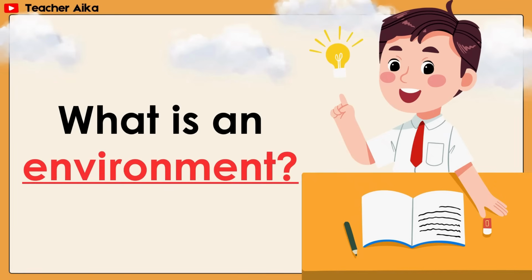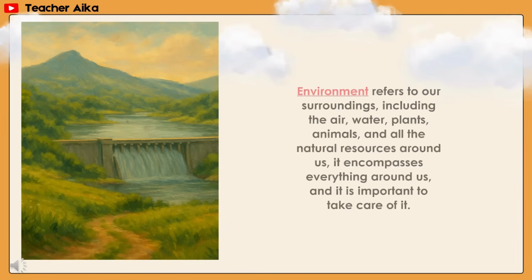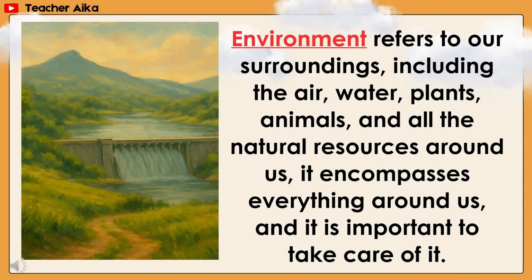What is an environment? Environment refers to our surroundings, including the air, water, plants, animals, and all the natural resources around us. It encompasses everything around us, and it is important to take care of it.